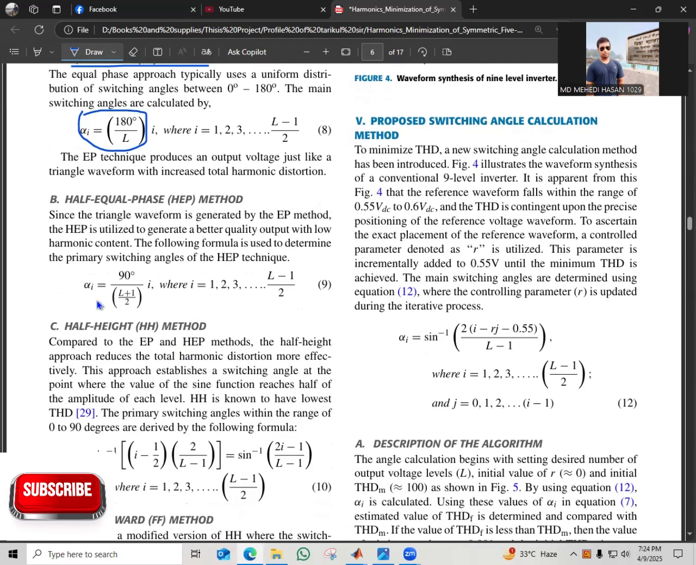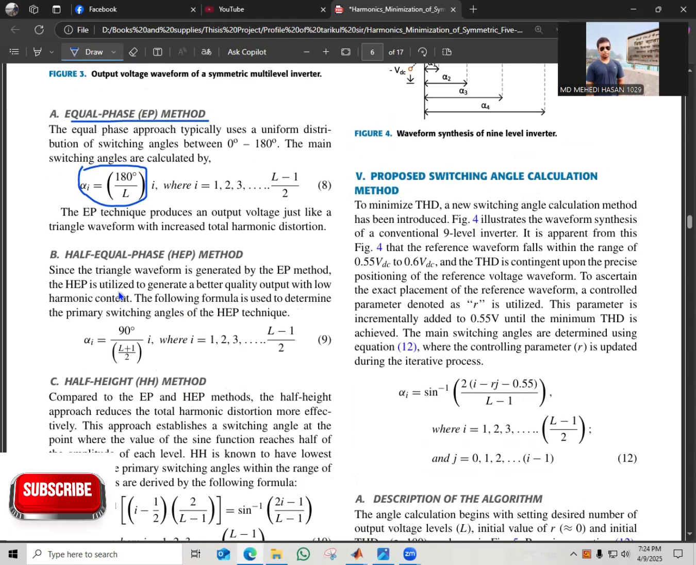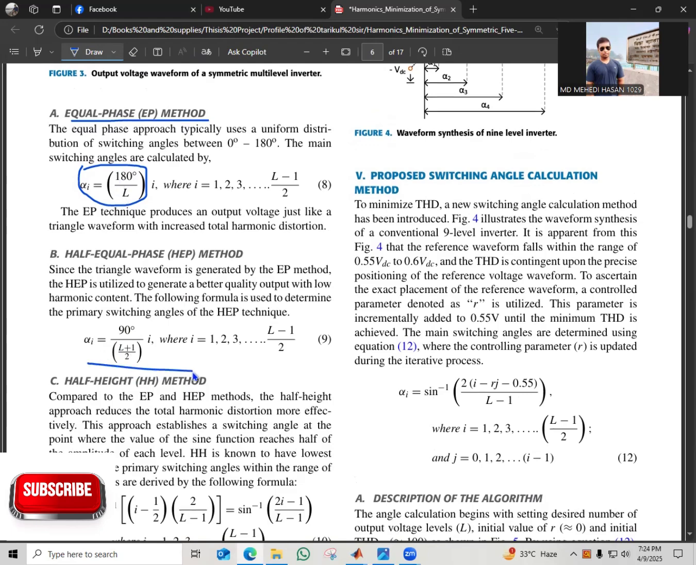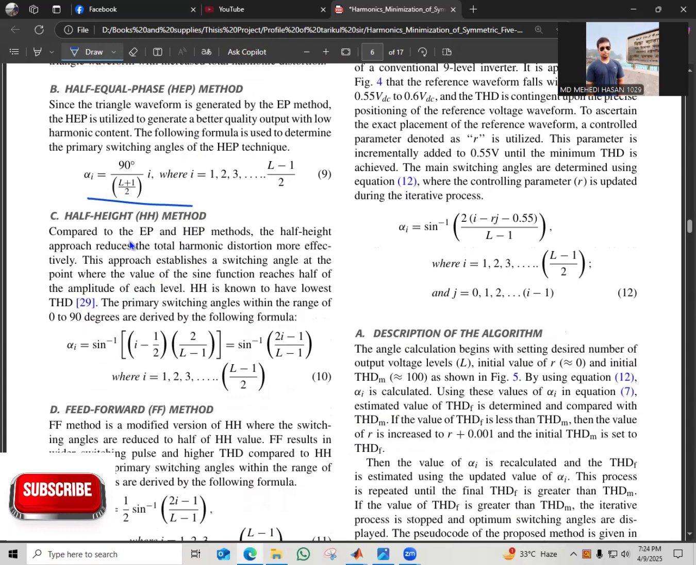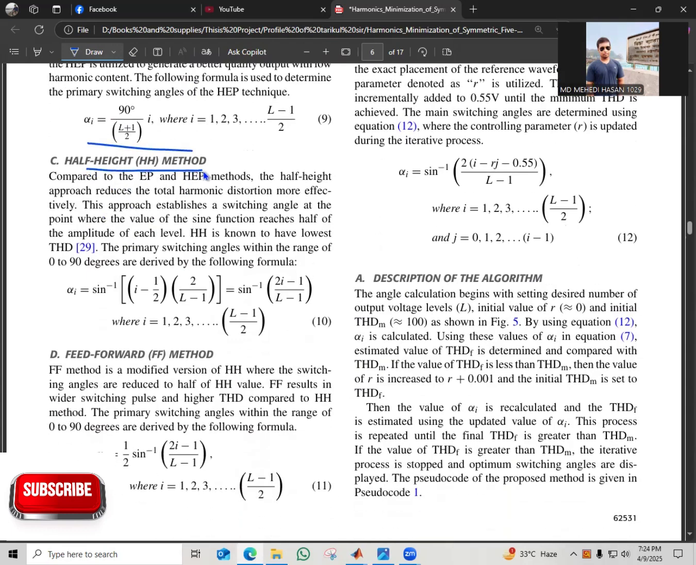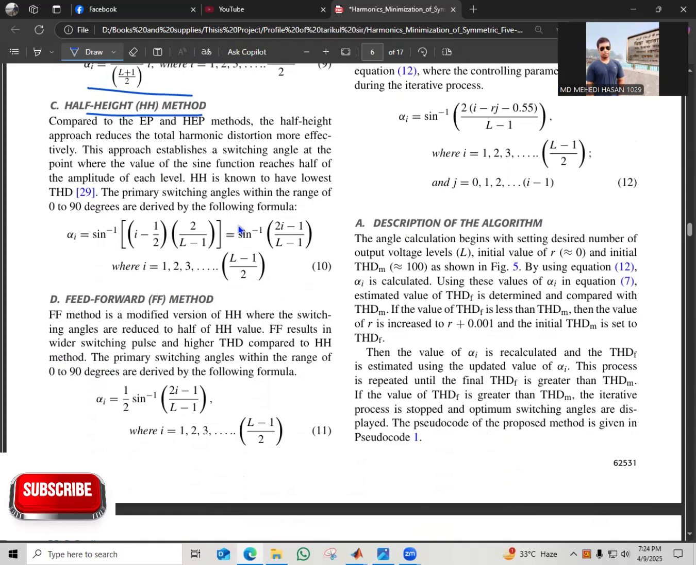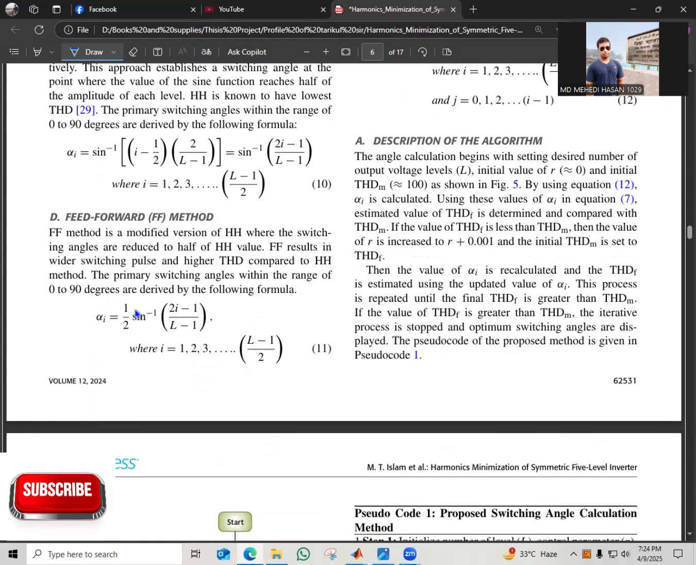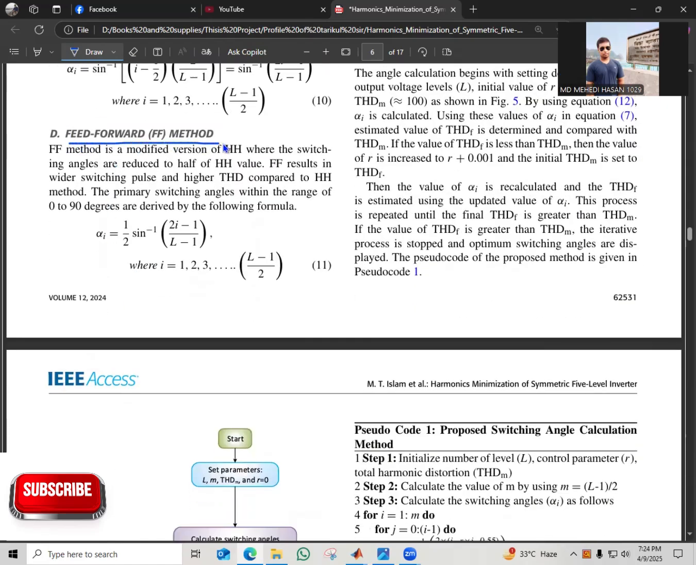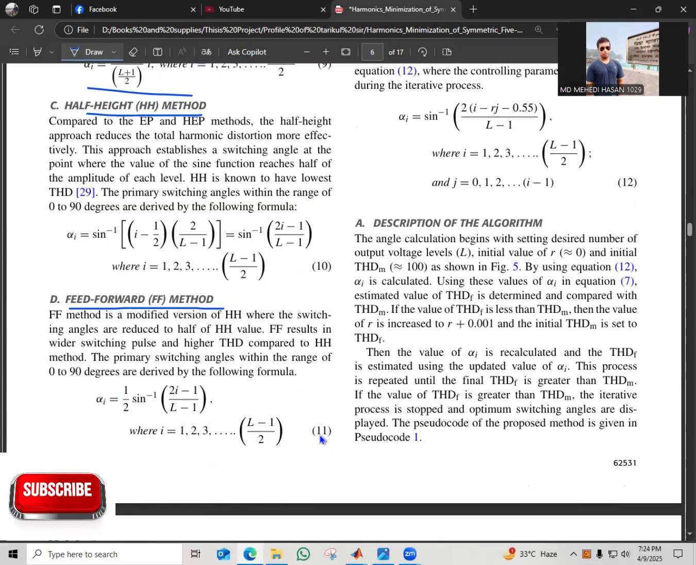Half equal phase is quite the same as the equal phase method, but some changes are applied here. This is the equation. You can also use this. And this is the half high method. The half high method is quite complex, but it gives us a more proper output. And lastly, the feed forward method. So today I am going to show you the half high method. If you can simulate using the half high method, you can also apply your necessary parts.